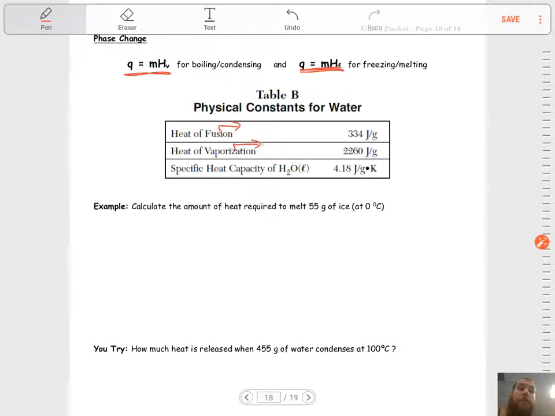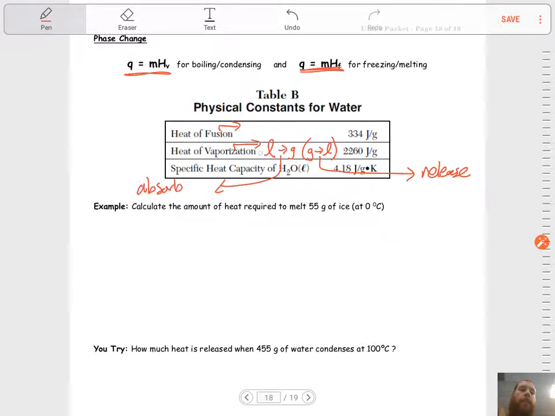If you can't figure out or remember fusion, vaporization you should know. Vapor. So this is where I'm going from a liquid to a gas or vice versa, gas to a liquid. What's the difference between liquid to gas and gas to liquid? One's an absorption of heat, one's a release of heat. Gas to liquid is going to be your release. Liquid to gas is going to be absorbing energy.